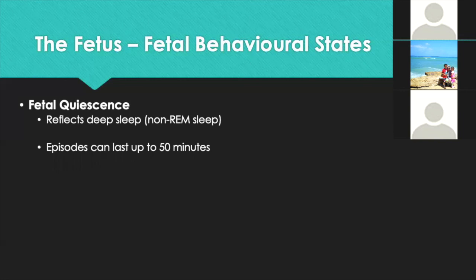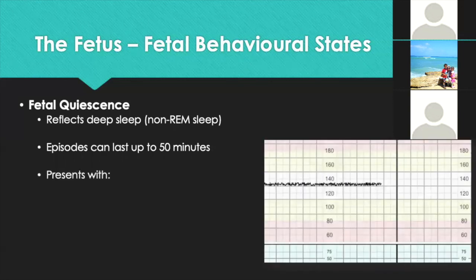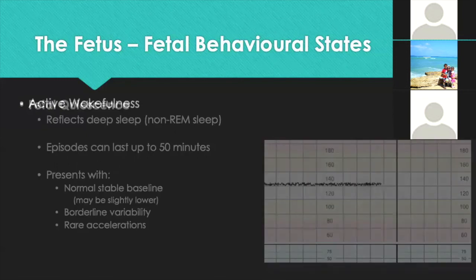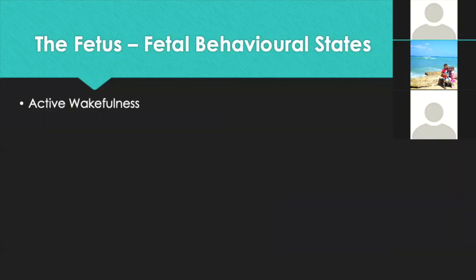More than 50 minutes. So why are we saying that baby can only sleep for 50 minutes? It's the sleep cycle. The sleep cycle is about 90 to 120 minutes. The deep sleep part of it is only about 50. Yeah? So you shouldn't have very deep sleep for more than 50 minutes. Okay. And it looks like, again, a normal, stable baseline. It may actually be slightly lower. When we go into deep sleep, our heart rate settles. Yes, the sympathetic switches off a bit. The variability is not that great, and there are rare accelerations. There shouldn't be decelerations on that trace at all.